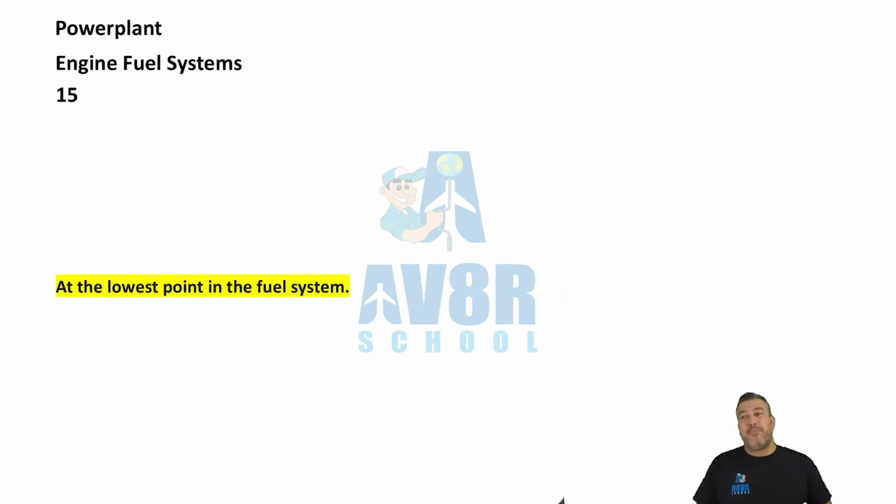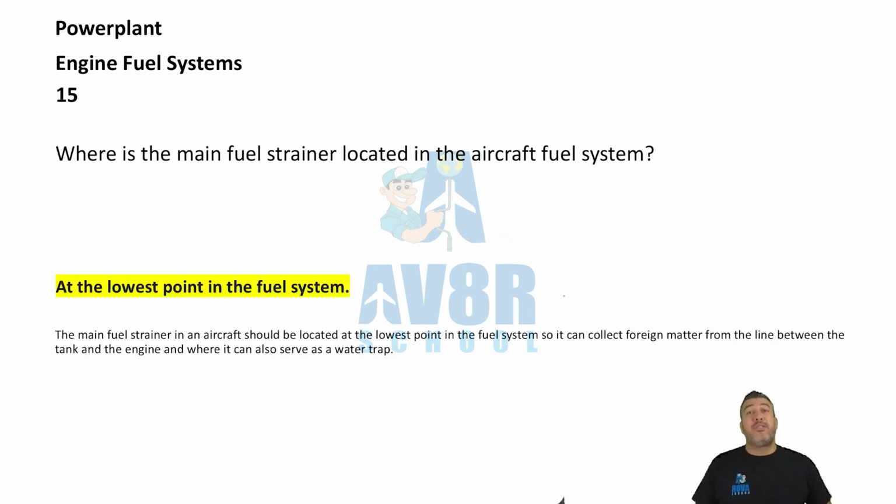Number 15, at the lowest point of the fuel system. So where is the main fuel strainer located in aircraft fuel systems? At the lowest point in the fuel systems.